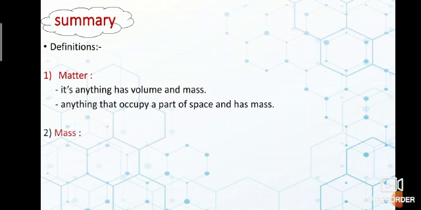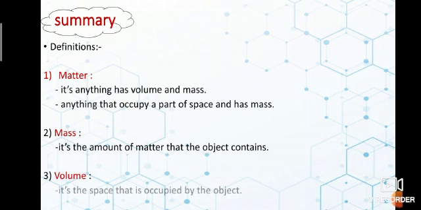The second definition was mass. What is the meaning of mass? Mass is the amount of matter that the object contains, while volume is the space that's occupied by an object.